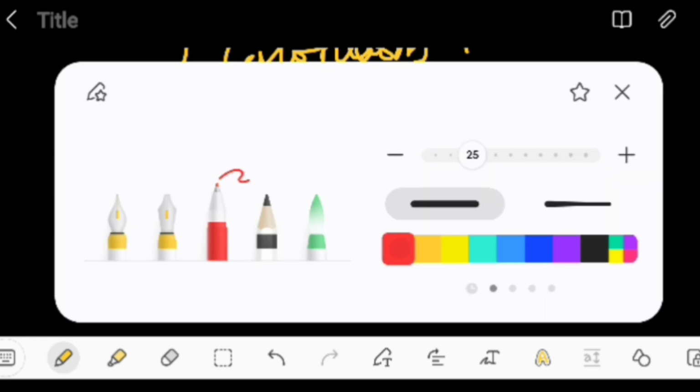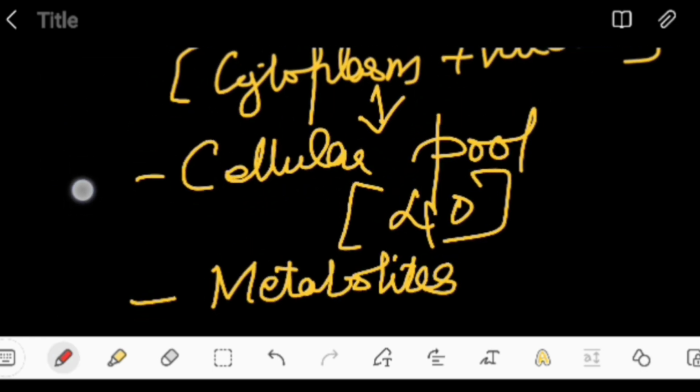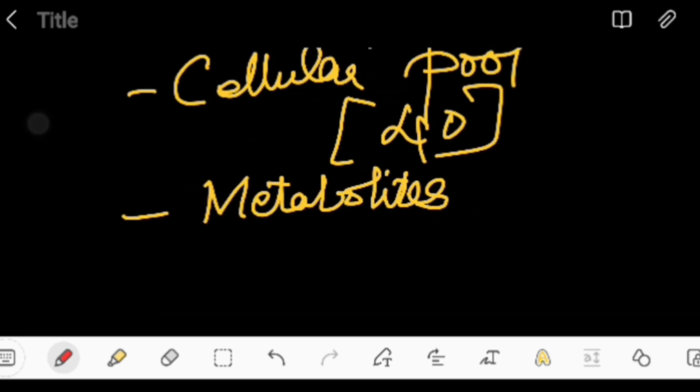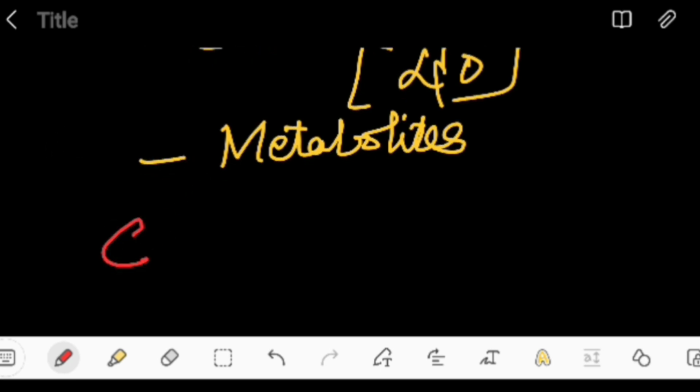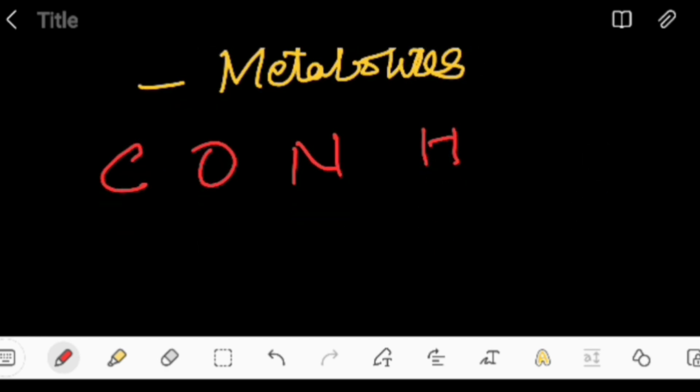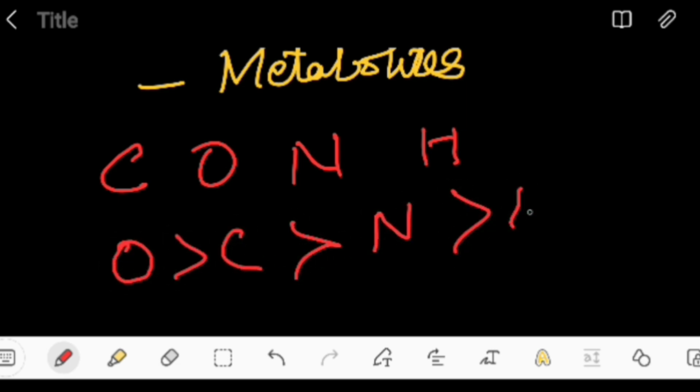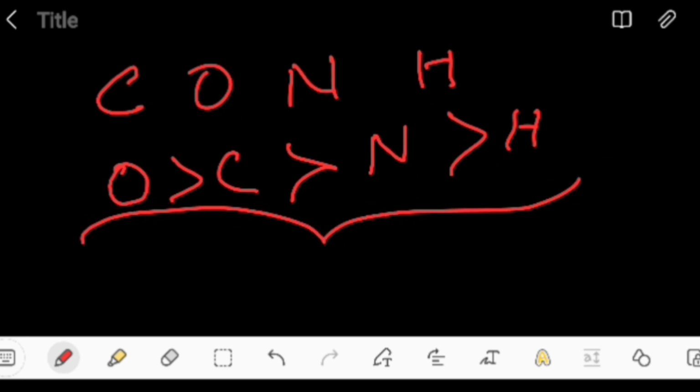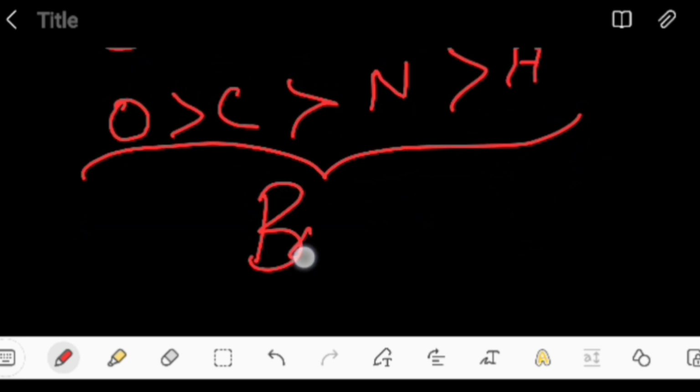Now, I told you that about 40 different biomolecules are present. In the same way, different elements are also present in nature. This is just the introductory part. Carbon is an element, oxygen is there, nitrogen is there, hydrogen is there. Do you know how the order goes? The order goes in this way: oxygen first, then carbon, then nitrogen, and then hydrogen. This order is seen in your body.